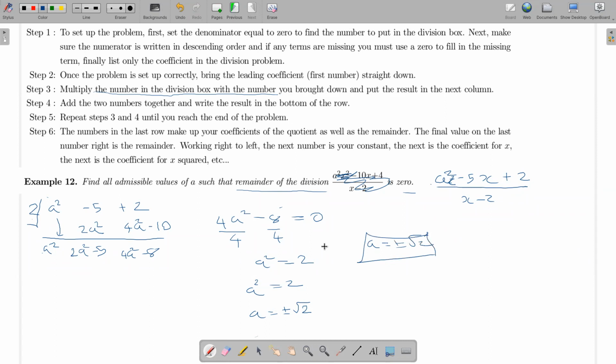So this problem, yeah, is a equals plus or minus square root of 2. So this is how you do this. Remember that this is the same type of problem as question 6. We have to use these two and then use the given condition to find the equation.